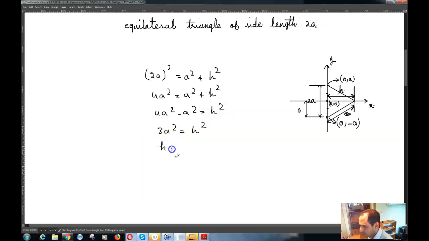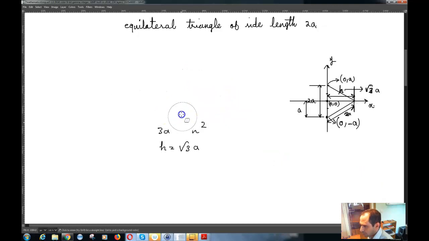So h is going to be equal to the square root of 3 times a. So h over here is square root of 3 times a. Now, so basically the coordinates of this point becomes square root of 3a, 0. Square root of 3 times a, 0.